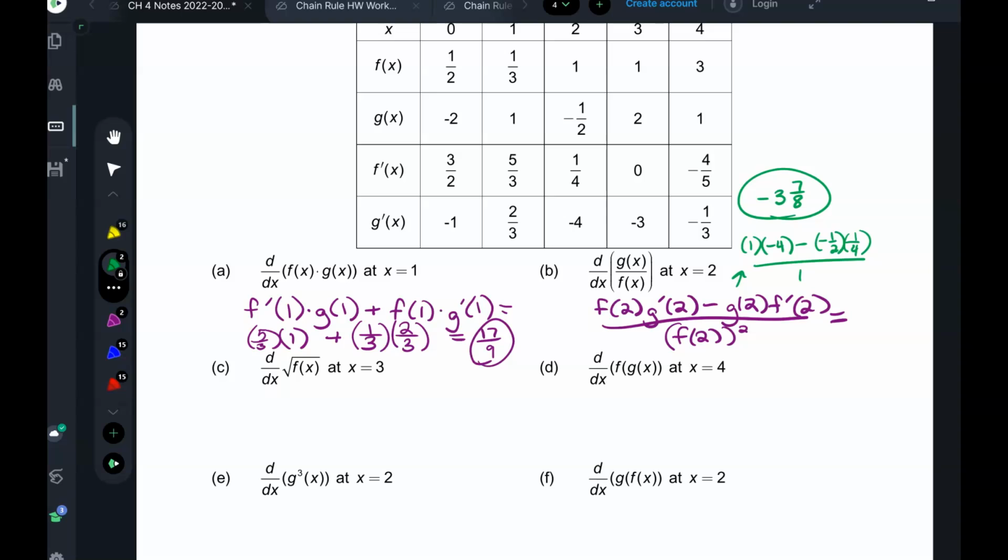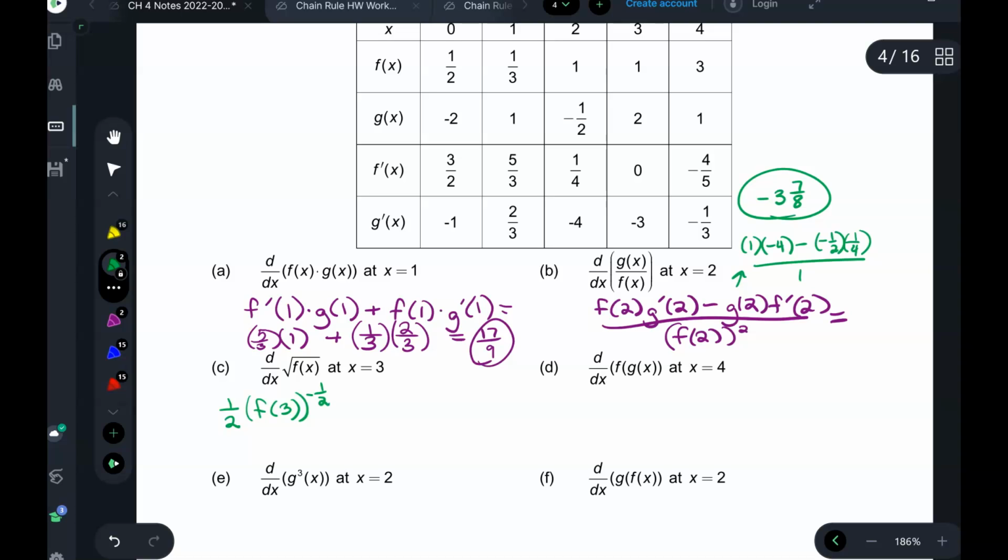Derivative of the square root of f of x. Okay, so we have a composition of functions. What's the square root? A power of 1/2. So I'll get 1/2 and then f of 3 to the negative 1/2 times f prime of 3. Do you see where I'm going with this with the chain rule?